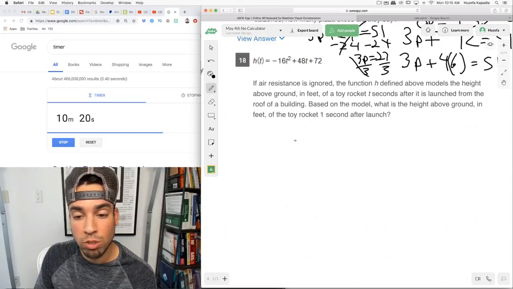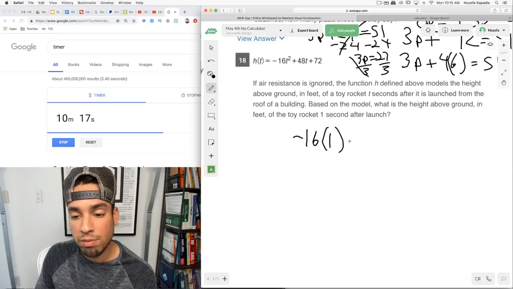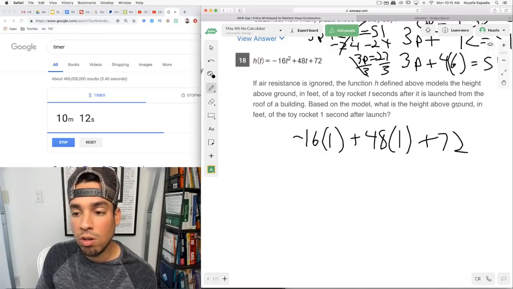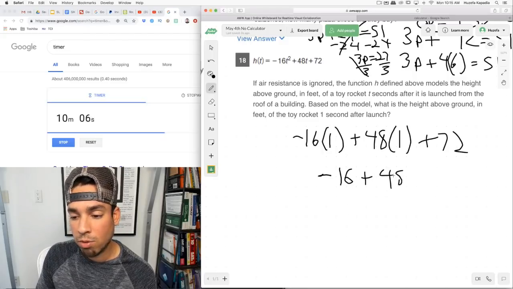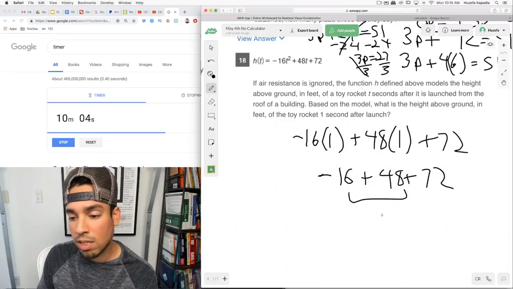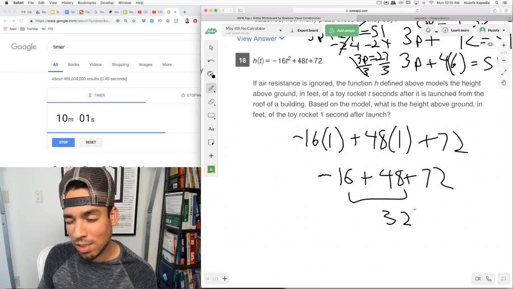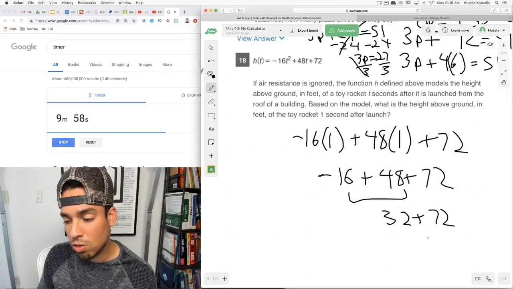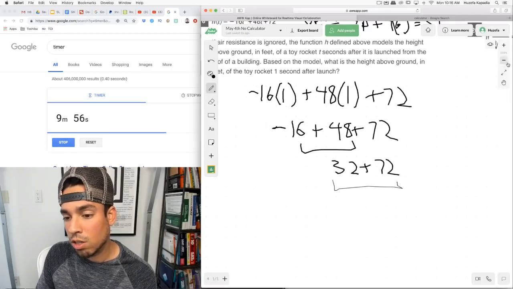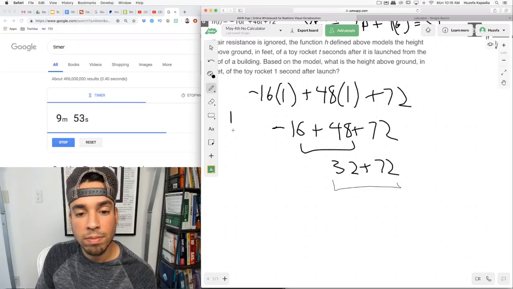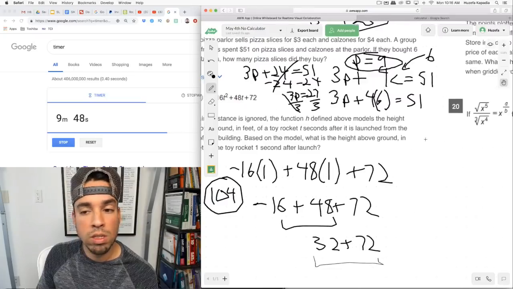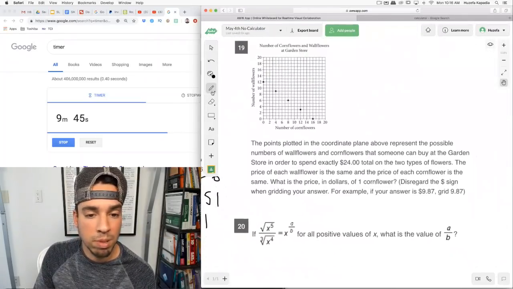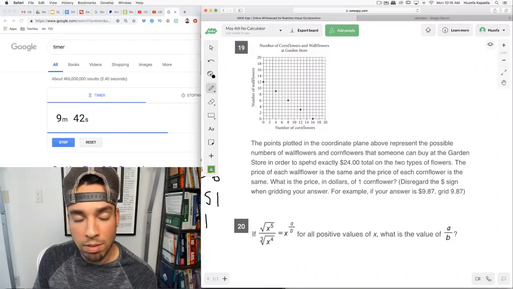Simple, plug and chug. 1 second after means we plug 1 in for t and evaluate. So don't let all this crazy stuff throw you off. This is a plug and chug question. Negative 16 plus 48 times 1 is 48, plus 72. Negative 16 plus 48 gives me 32, plus 72. And that's just 104. Okay. I'm always a little more cautious on these because if I mess it up, I'm basically done. The points in the free response, I'm saying.